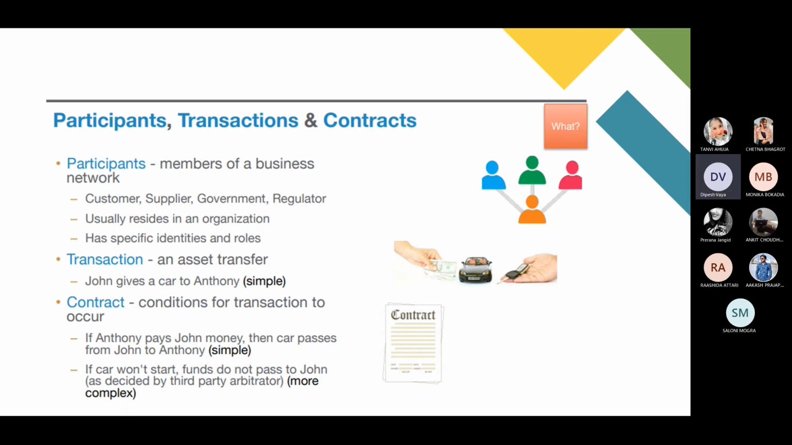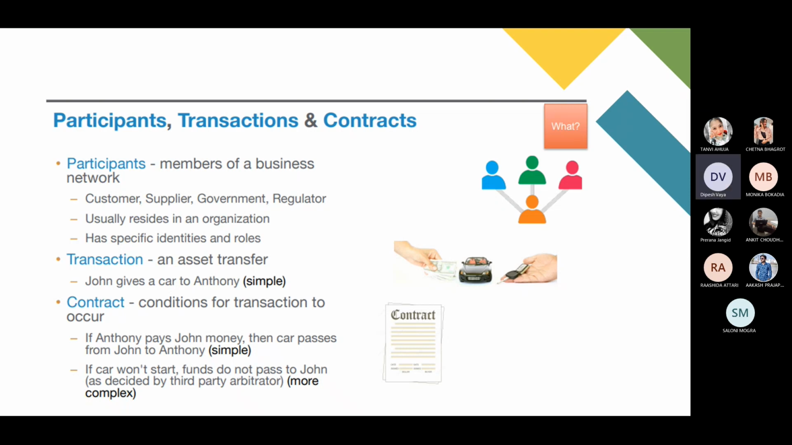Then what is a contract? Contracts are the conditions for a transaction to occur. Obviously, on what points and on what consensus we are doing the transaction. Let's say John is giving a car to Anthony. Anthony might ask that you should do a service for the car first, then I will take over the car and pay the charges. You need to give a proper service to the car.